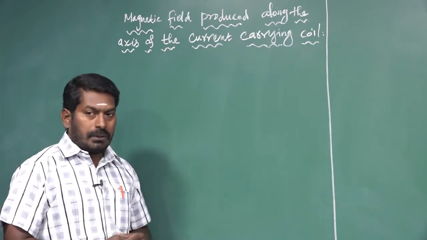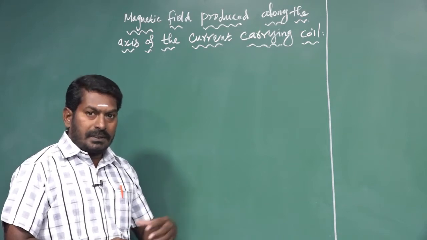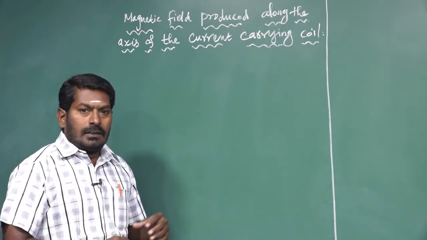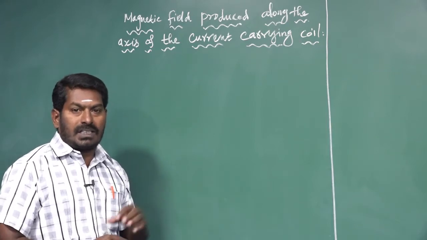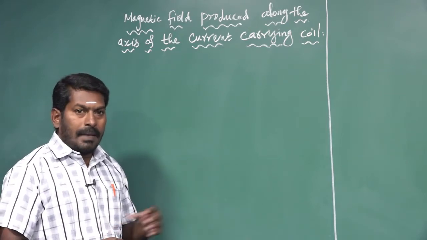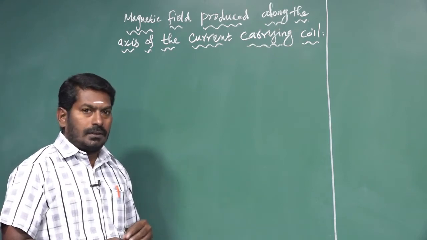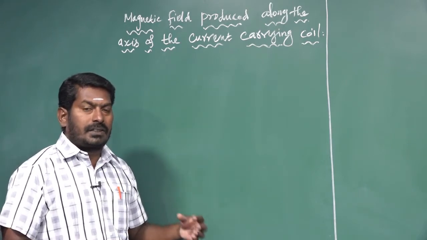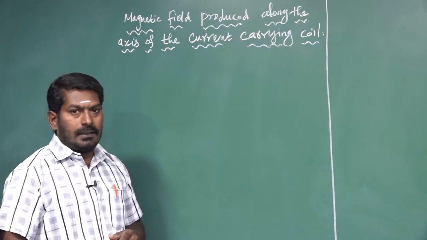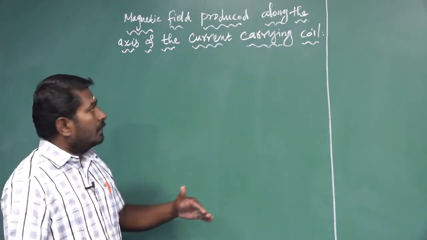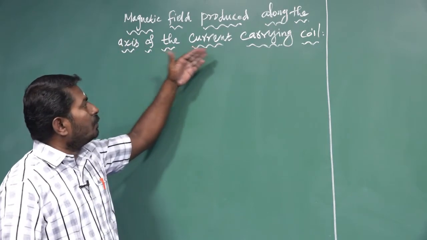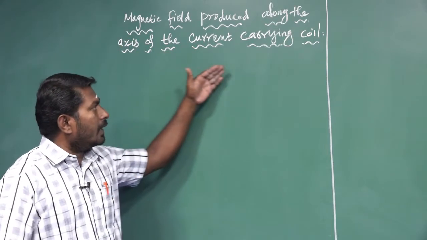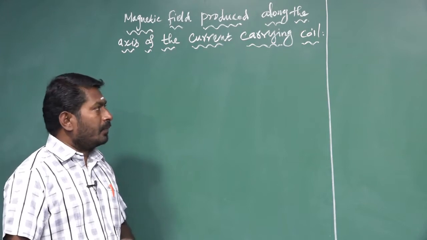In the previous video class, one of the physics faculty explained one of the applications of Biot-Savart law, the magnetic field produced due to an infinitely long straight current carrying conductor. Following that, the second application of Biot-Savart law is the magnetic field produced along the axis of the current carrying circular coil.